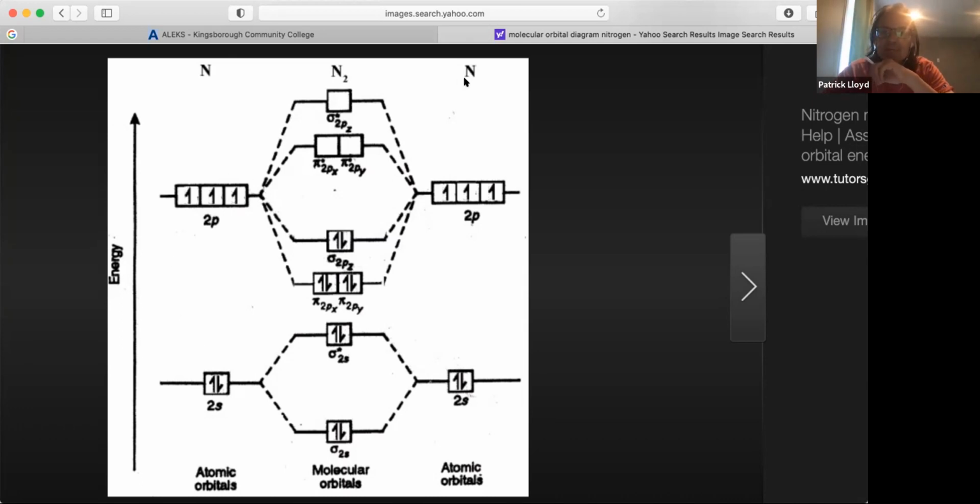Then you do the same thing for the other one on the right side. So this is the other nitrogen, 2s2, 2p3. Notice they're not showing the 1s2. You can put that in there. It's going to be lower in energy, but we're not going to need it.